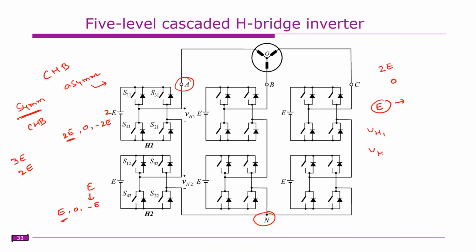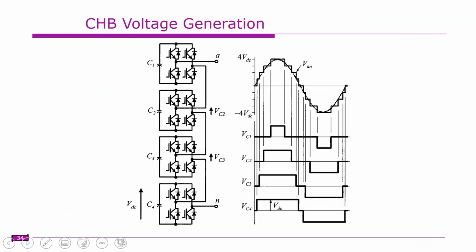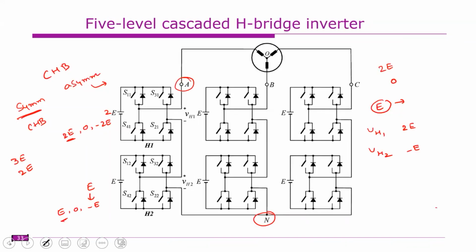How to get E voltage? Top one is 2E and bottom one is minus E, or the top is 0 and the bottom is E. Okay, so how to get 0 voltage? Both are 0. If both are 0, you get 0 voltage. Both will not be 2E, right?